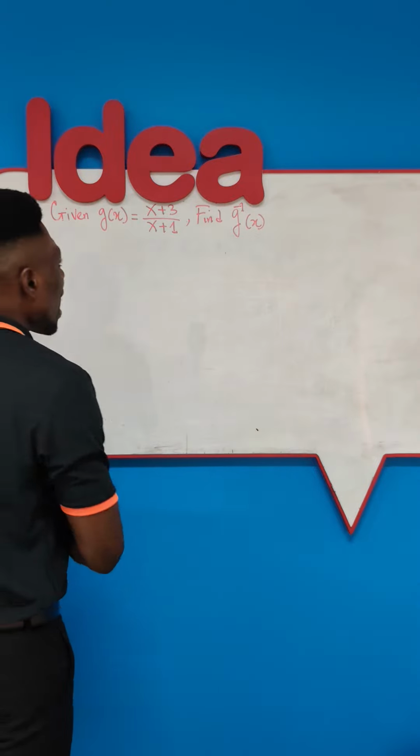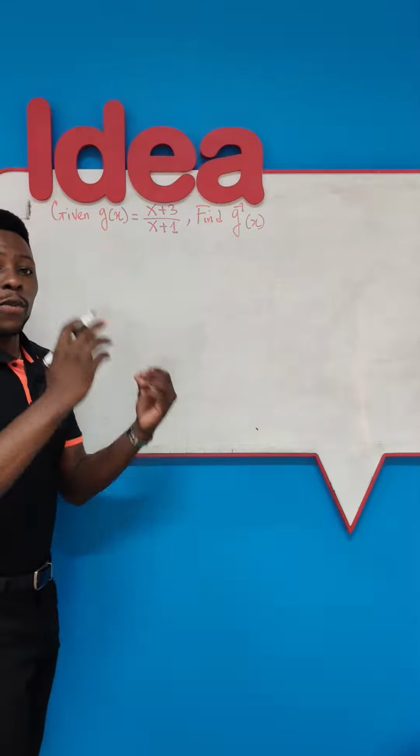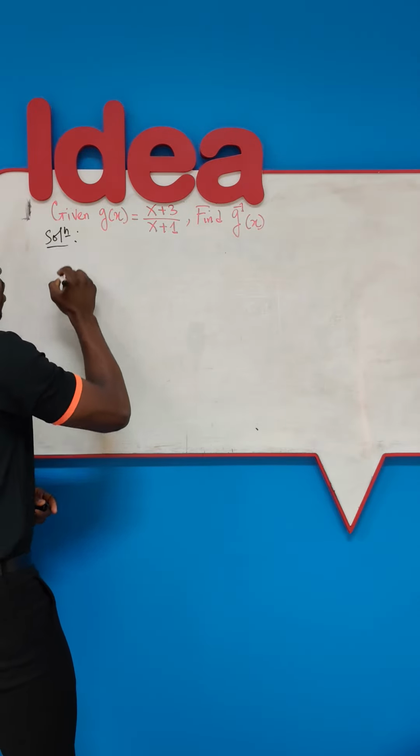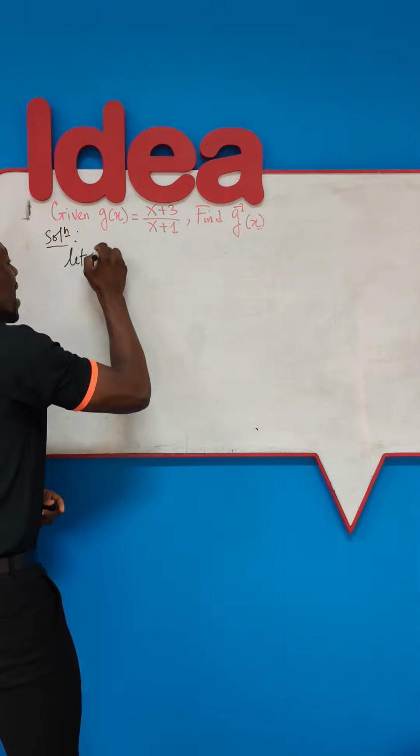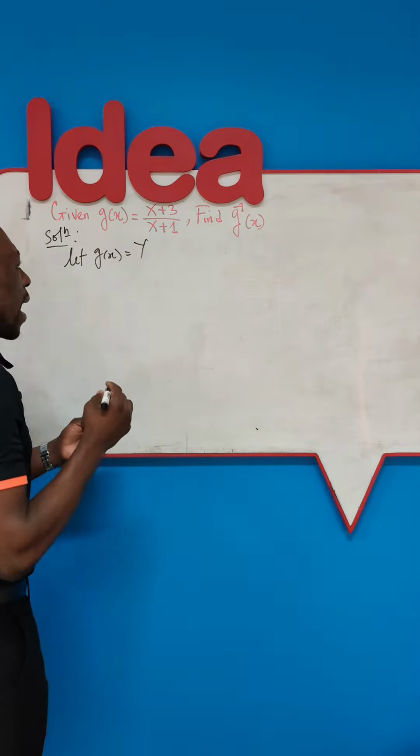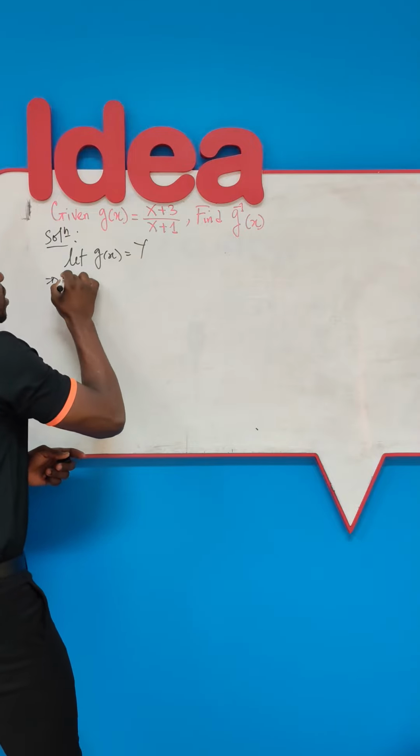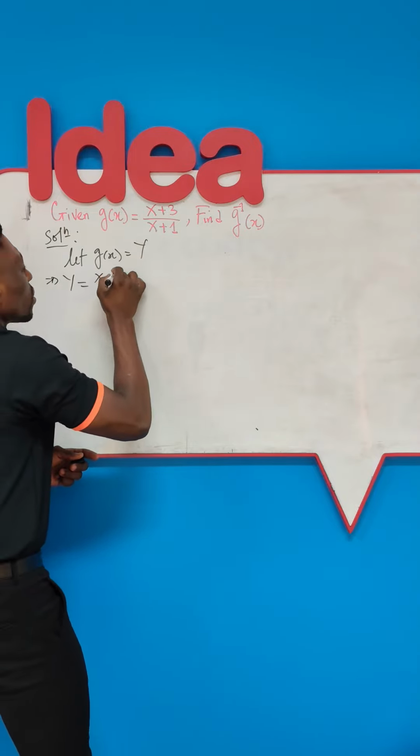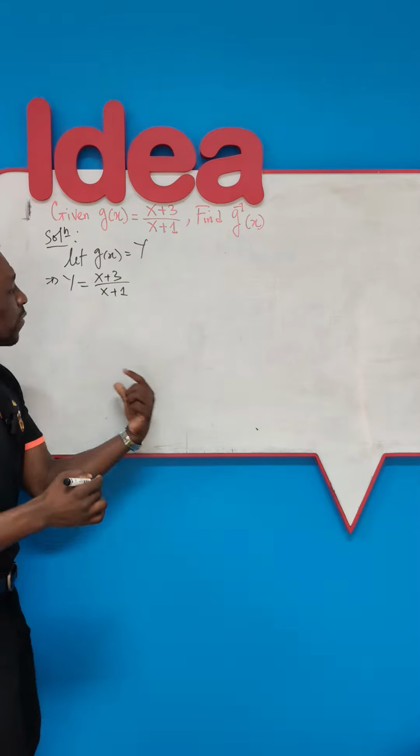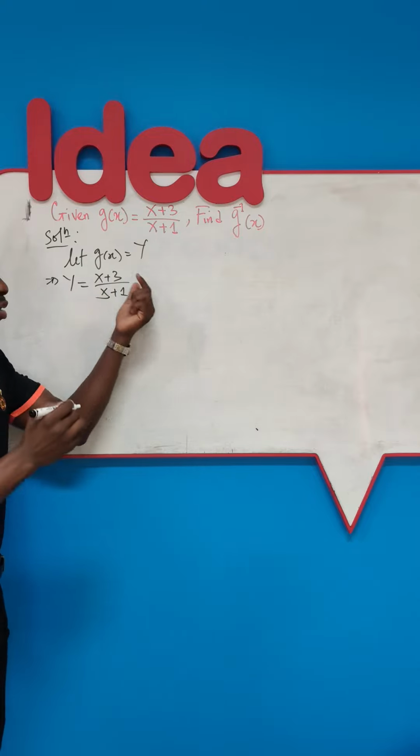So in our case, how can we proceed to calculate the inverse of this rational function? Follow me, dear friends. Solution. First and foremost, let g of x be another variable y. It means we no longer write g of x here, we will now write y. This means y will be equal to x plus 3 all over x plus 1. Now in the steps that will follow, we will target to make x the subject of this formula.